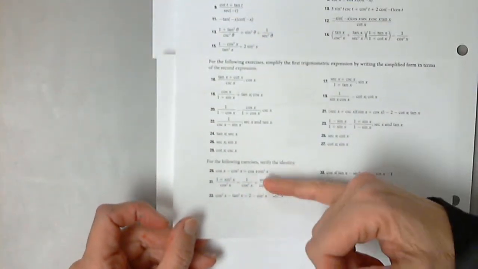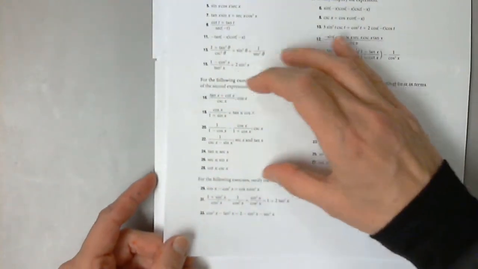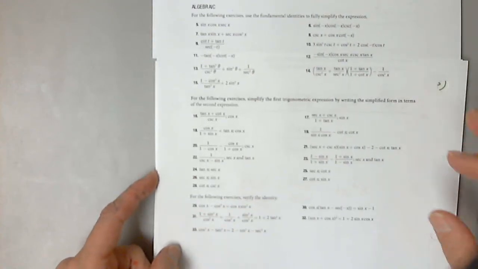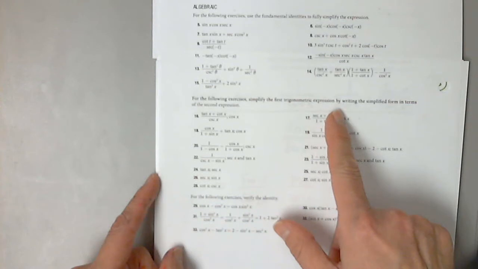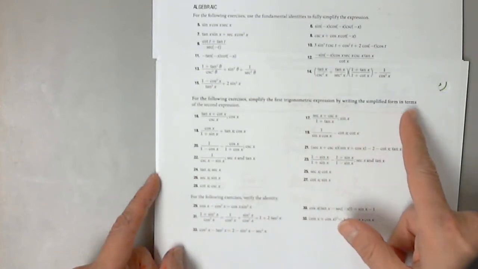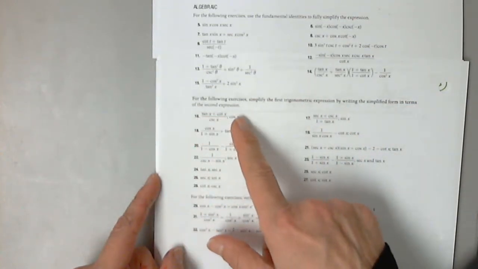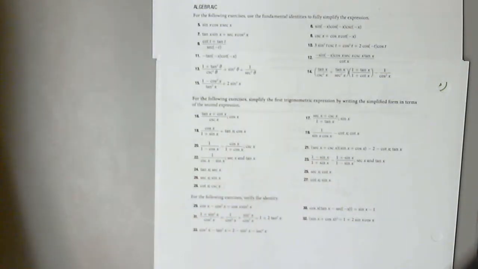Before we get to verify identities, I would like us to look at this section in which, let's read, for the following exercises, simplify the first trig expression by writing the simplified form in terms of the second one. It sounds difficult. No, it's not. So, they're giving us an expression, and they say, simplify this using that.